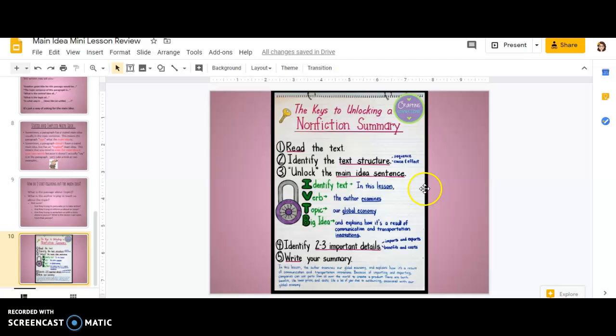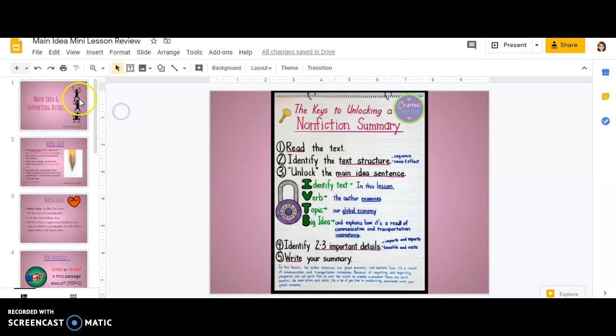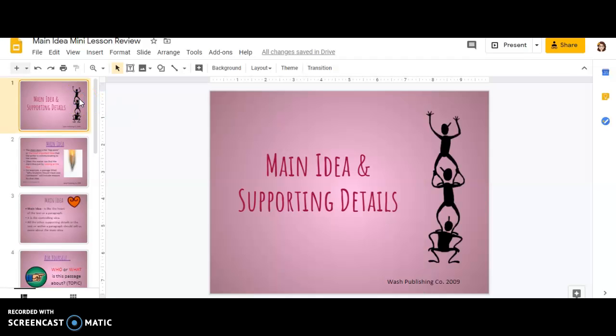Remember IVTB. Identify the text. Find a verb that describes what the author is doing. So that could be examines, describes, informs, persuades, compares. Any verbs, action words. Topic, T, topic. So what is the topic? What's the main focus? And then B, what is the big idea? Then, of course, you always need to write 2 to 3 important details. So this is just a quick little review for you of main idea and supporting details.